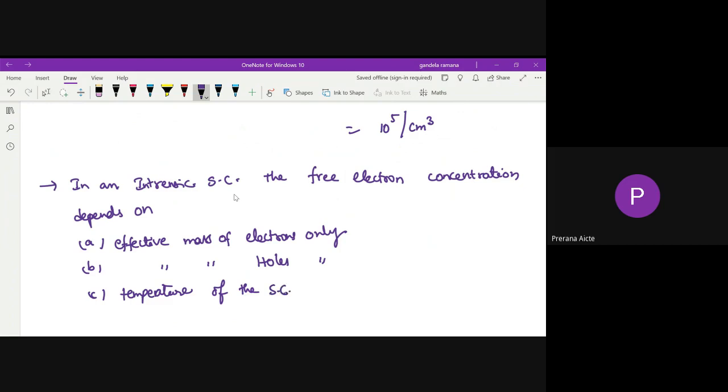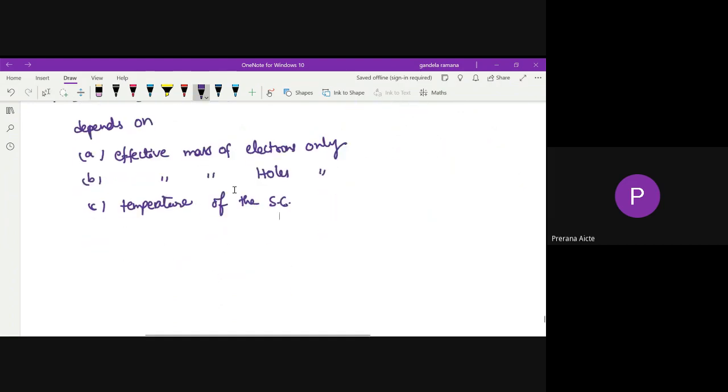So this question was asked in GATE as a 2 marks question. Option D, the width of the forbidden energy band of the semiconductor. So what is the answer?